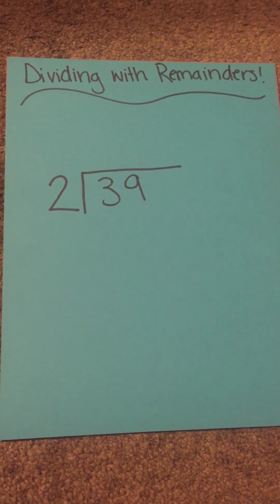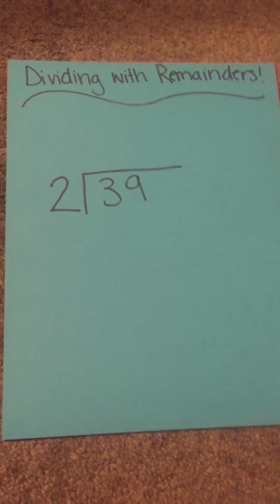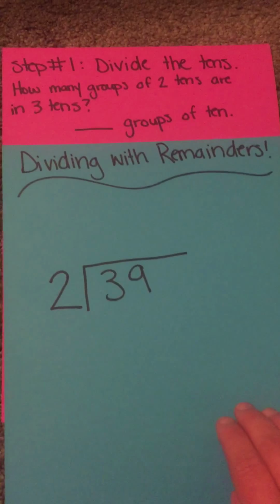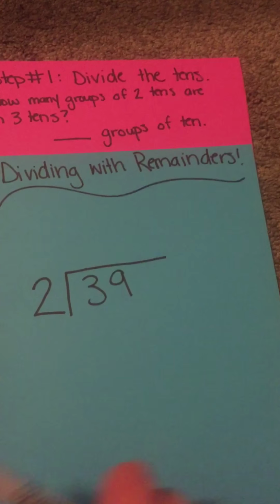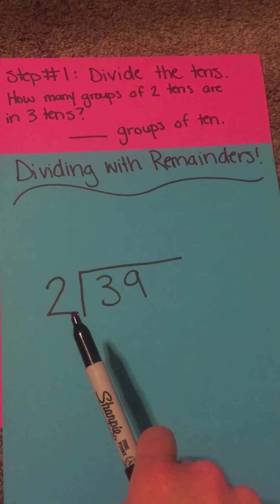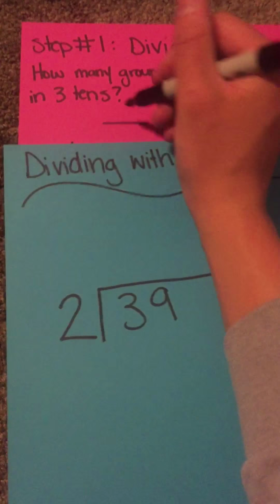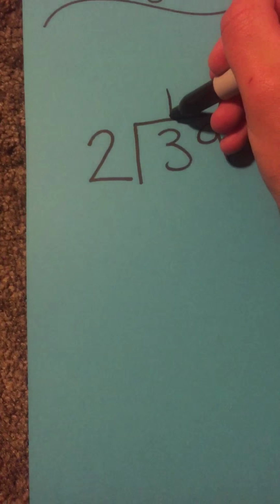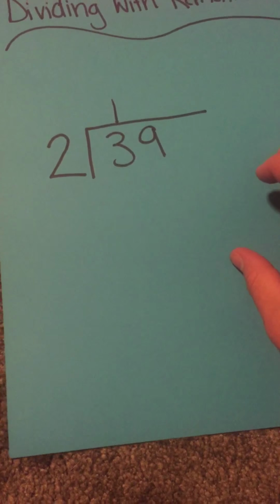Today we're going to be talking about dividing with remainders, and the problem we're going to be looking at is 39 divided by 2. So our first step is to divide the tens. So we want to know how many groups of 2 tens are in 3 tens. And we know that there is one group of 2 tens in 3. So then what we do is we put the 1 right here, and that represents the amount of group of tens.